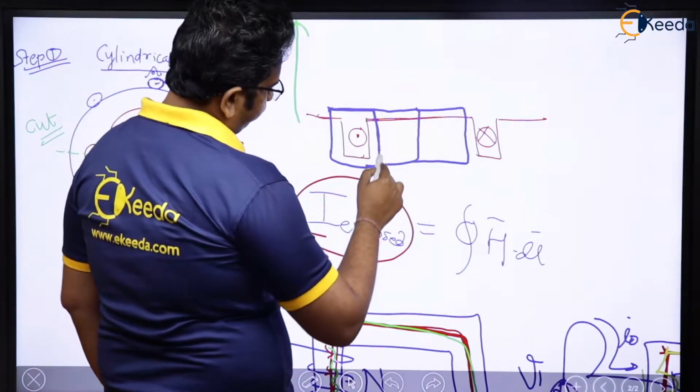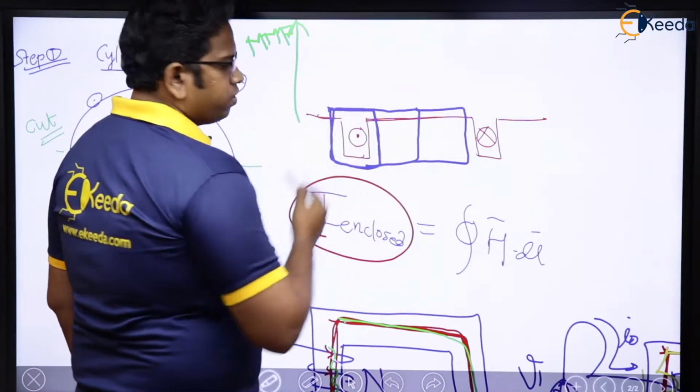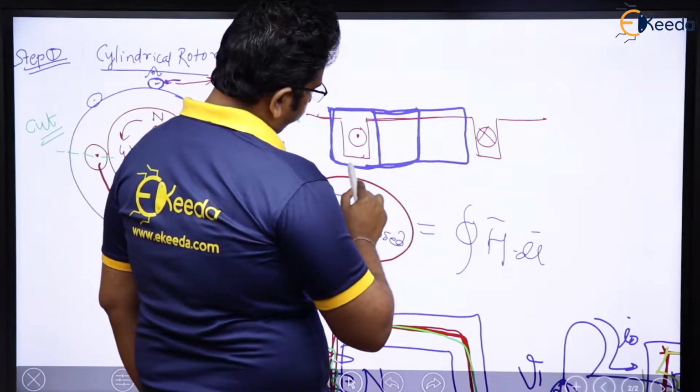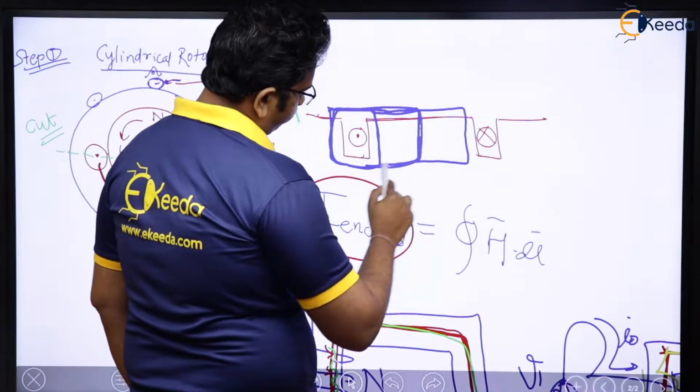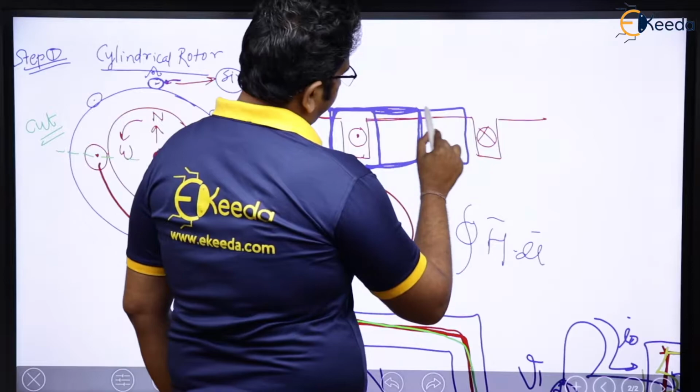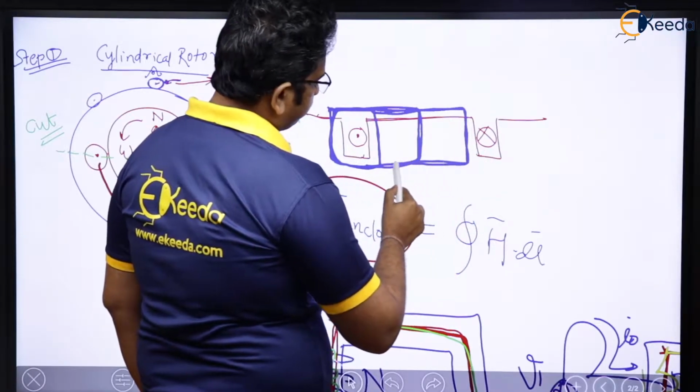Here if you see, what is going to happen? For this closed path, how much is the enclosed current? I. This closed path, how much is the enclosed current? I.